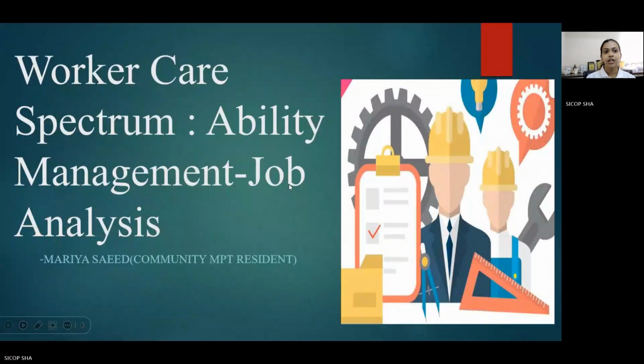I am Maria Saeed, Community PT resident at Sancheti Institute for Orthopaedics and Rehabilitation, College of Physiotherapy. So today's topic is worker care spectrum. Worker care spectrum, ability management, job analysis.